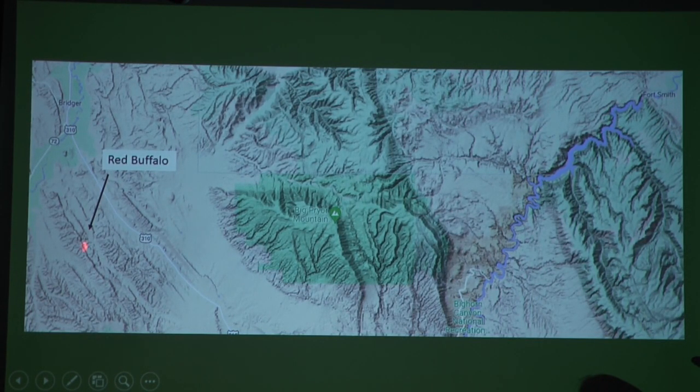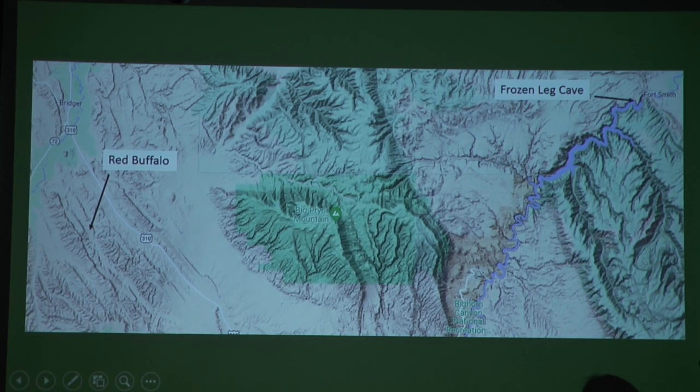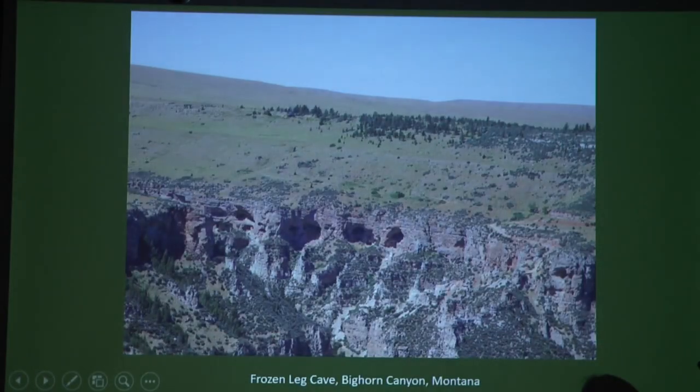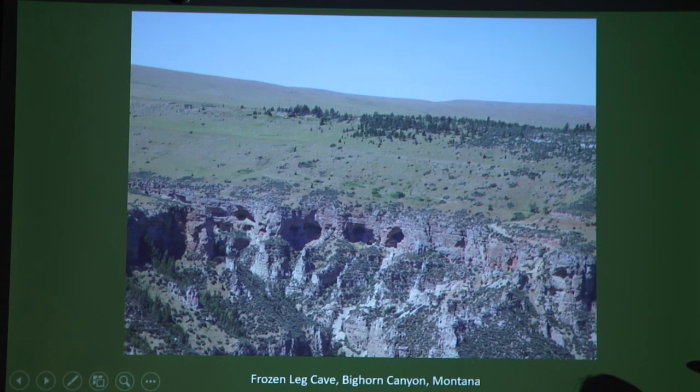All right. Now I'm going to talk about the Red Buffalo site, which is over next to Valley of the Shields, or next to Weatherman Draw. And I'm going to talk about Frozen Leg Cave. So I'll talk about Frozen Leg Cave first. So this is Frozen Leg Cave. We're across the canyon at Bighorn Canyon, a few miles from Fort Smith.